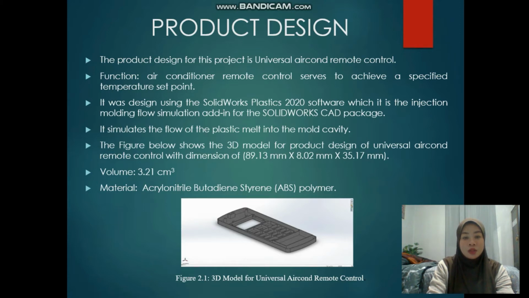The figure shows the 3D model for product design of Universal Aircond Remote Control with dimensions of 89.13 mm x 8.02 mm x 35.17 mm. The volume of this product is 3.21 cubic centimeters. The material used in developing this product is ABS polymer.